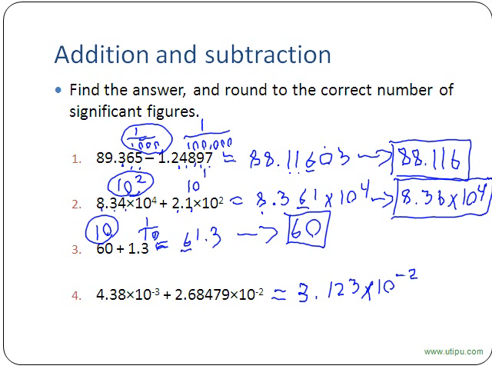So doing this, we have to go back and look at the numbers we've had so far. So 4.38 times 10 to the negative third. The 4 is in the 10 to the negative third spot. That means the 3, we go down 1, 10 to the negative fourth. The 8 is 10 to the negative fifth.